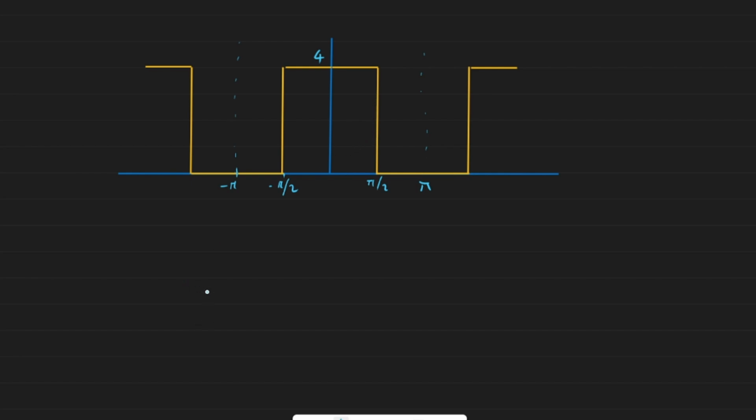So if we were to describe this function analytically, what we would say is that f of x is equal to 0 between minus pi and minus pi over 2. f of x is equal to 4 between minus pi over 2 and pi over 2. And f of x is again equal to 0 between pi over 2 and pi.